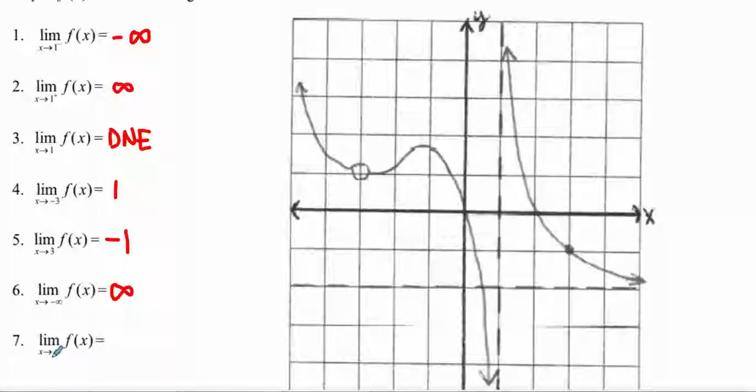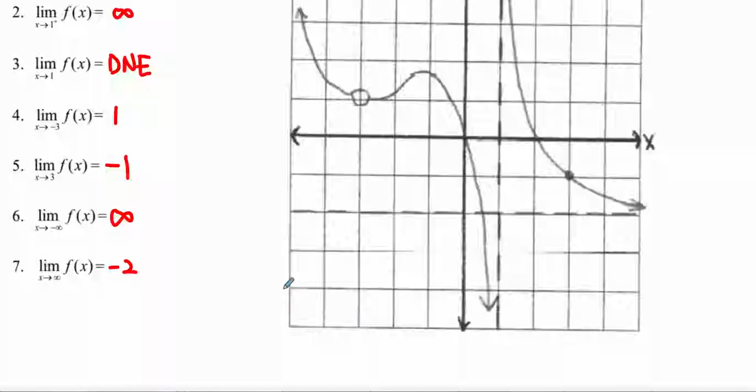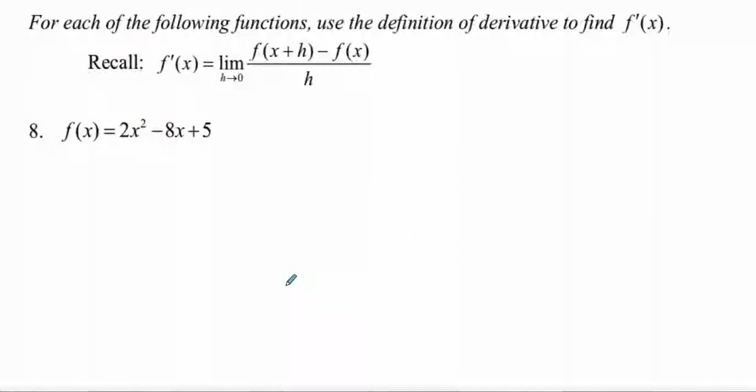How about the limit as x approaches positive infinity? From the sketch that I see, it seems like it's going down this way, but it seems like it's asymptotic about y equals negative 2. So therefore, the graph from this picture should be approaching negative 2 as you go to the right. Alright, so that's about it for number 1 through 7. Let's move on to the next question.